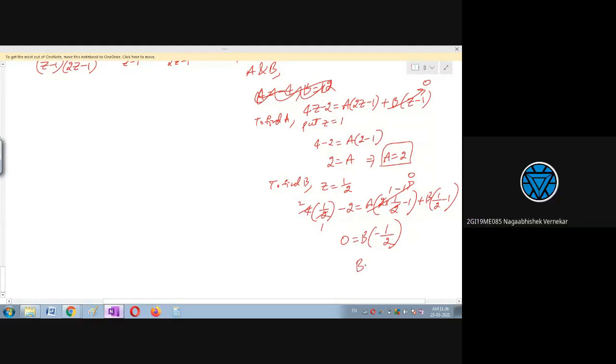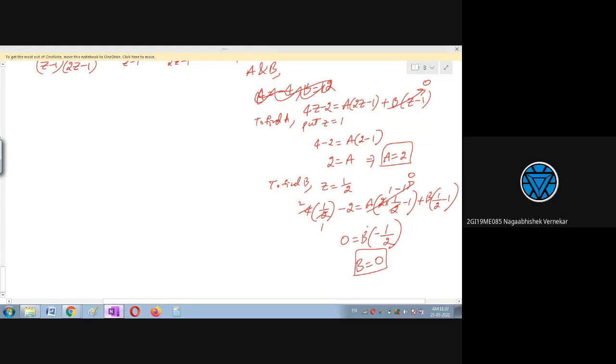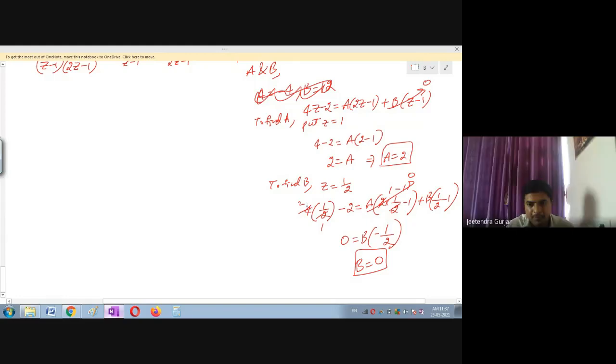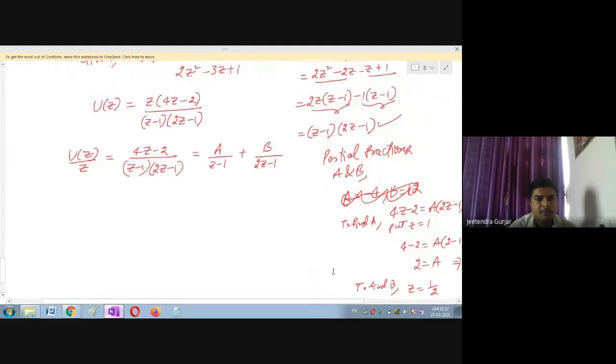Am I right? Yes, B is 0. Please check, this is 0, right? This term will become 2, and 2 minus 2 is 0. So when you multiply 0 to any term, it will become 0 only. So B will become 0. Okay, B is getting 0. No problem.